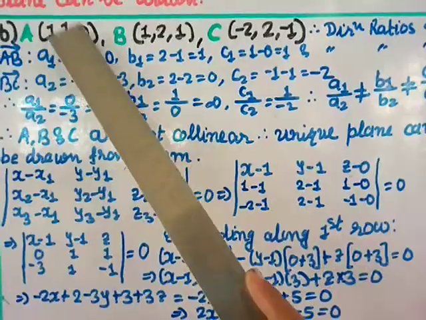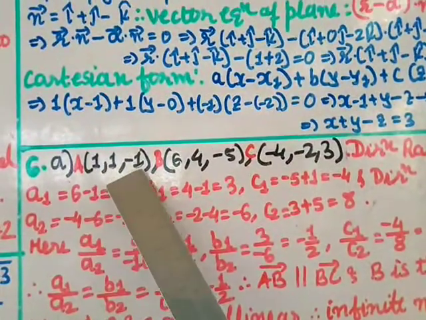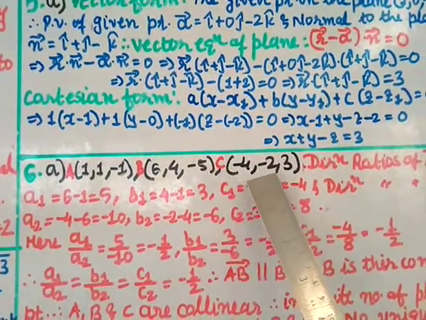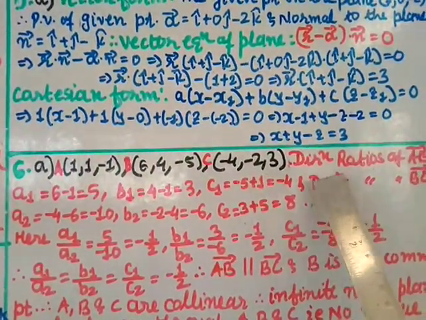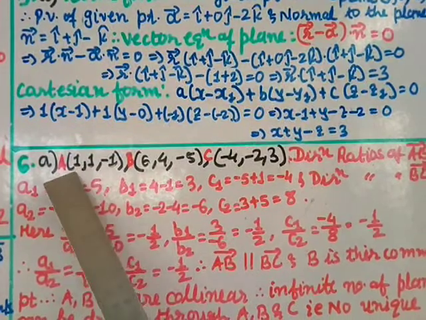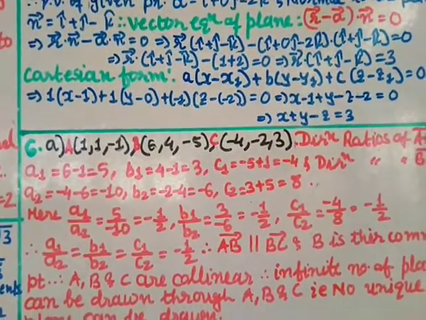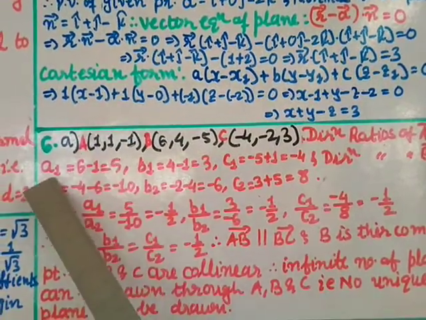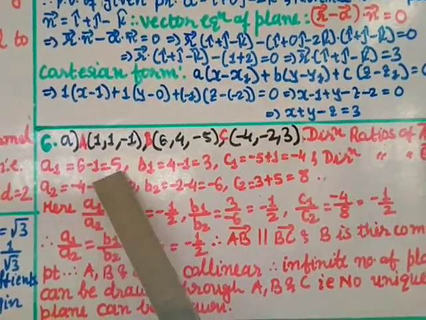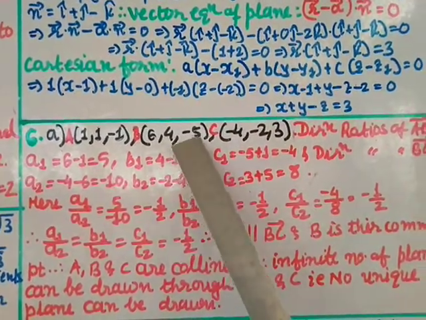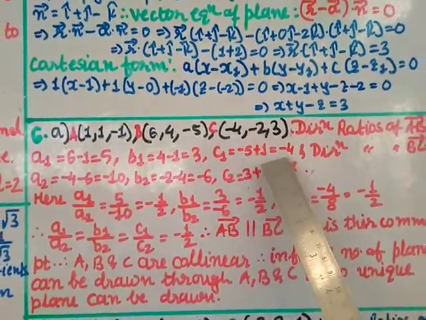So A is (1, 1, -1), B is (6, 4, -5), and C is (-4, -2, 3). Now the direction ratios of AB, these 2 points: it is x2 minus x1, y2 minus y1, z2 minus z1. So I call them A1, B1, C1. A1 is 6 minus 1, that is 5. B1 is 4 minus 1, that is 3. And C1 is -5 minus (-1), that gives you -4.